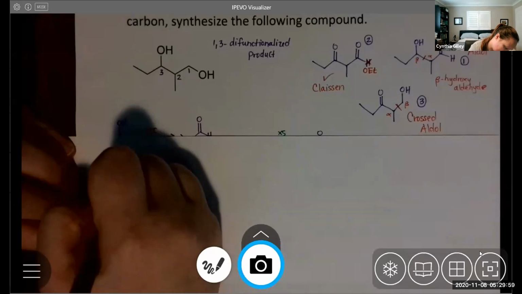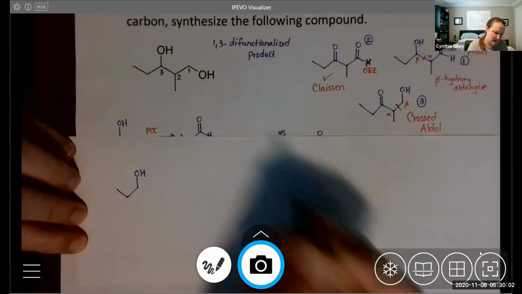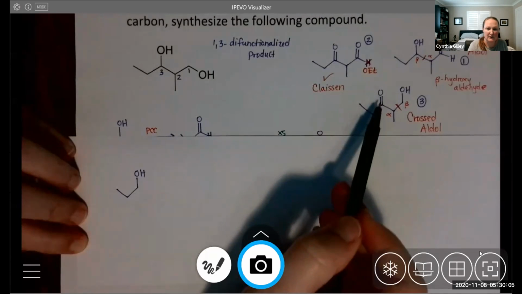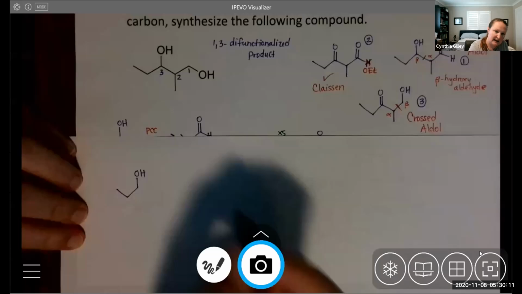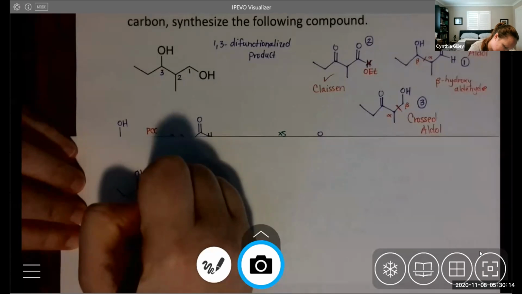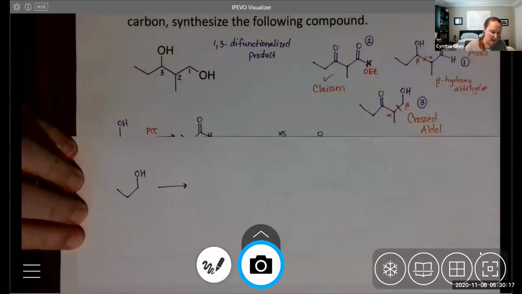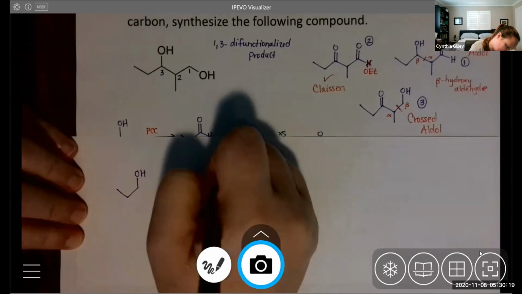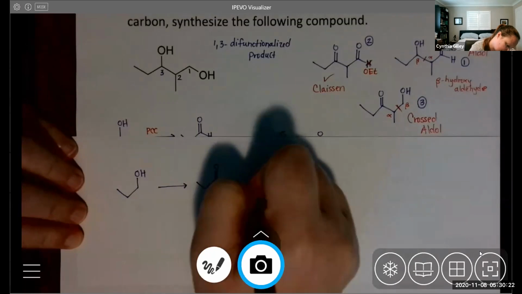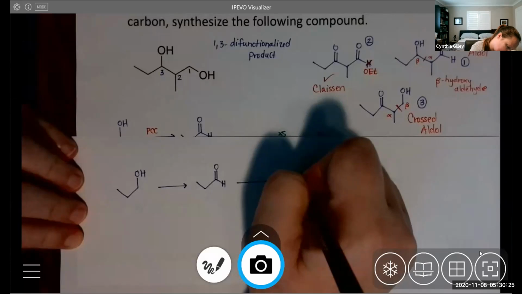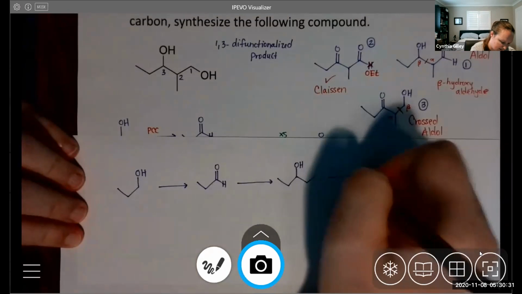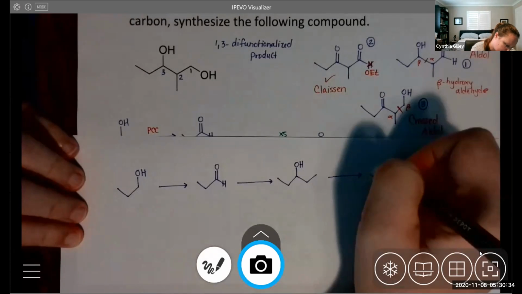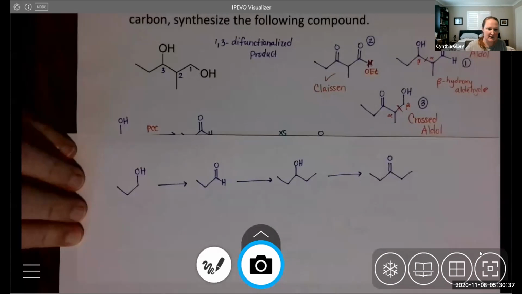So starting from 1-propanol, we need to figure out how to make this ketone, which will then convert to an enolate in the crossed aldol reaction. In order to make a ketone from an alcohol, we can convert the alcohol to an aldehyde and then do a Grignard reaction. The Grignard reaction will make the new carbon-carbon bond, which I can then oxidize the alcohol to the ketone. Okay, so let's start adding in some reagents.